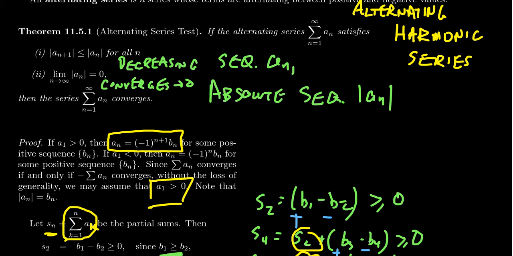It's a pretty nice argument. And it turns out that this proof doesn't just prove the validity of this test here. Also, when we talk about remainder estimates for alternating series, these inequalities we derived in the proof will be useful there as well. So put a pin in those ones. We'll come back to it in just a minute.